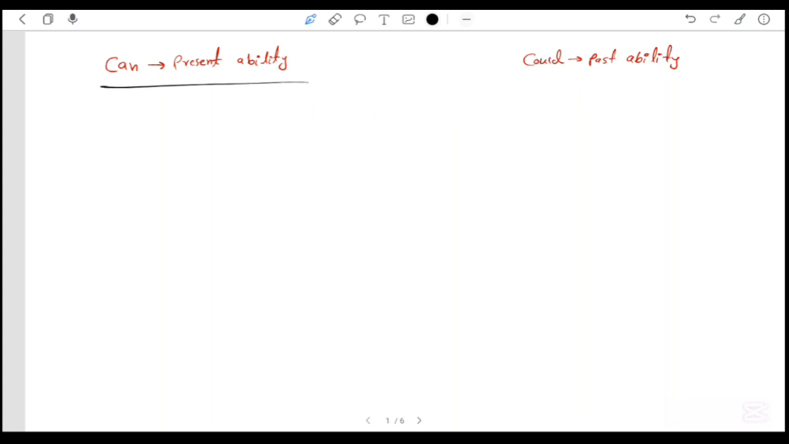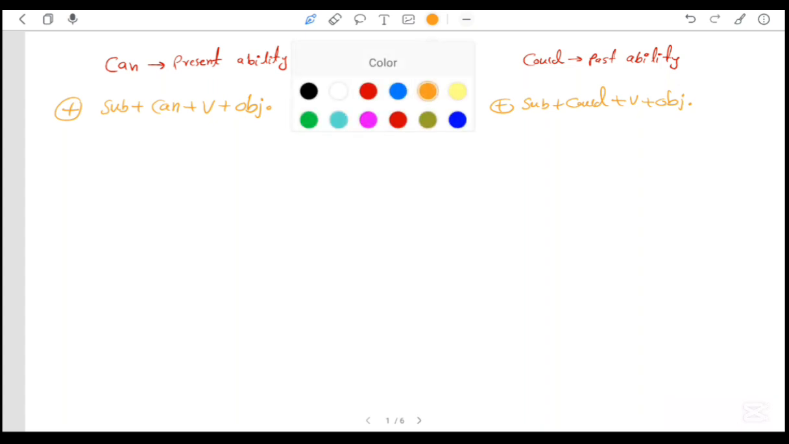So to recall the previous lesson, here we have can and could again. Can shows present ability, could shows past ability, right? And I also talked about positive structure, and positive structure was like this: first we should use subject, then can, then the real form of the verb, then object, right? And a period. And for could, the positive structure was like this: subject plus could plus real form of the verb plus an object. This is the basic positive structure for can and also for could.